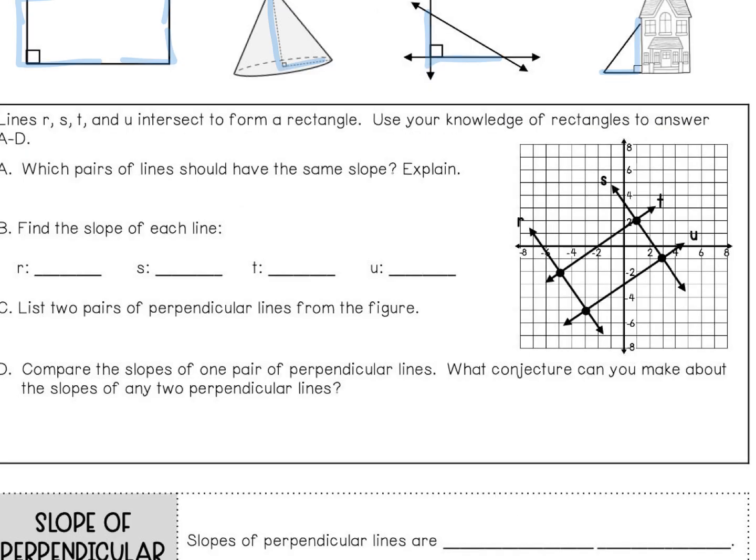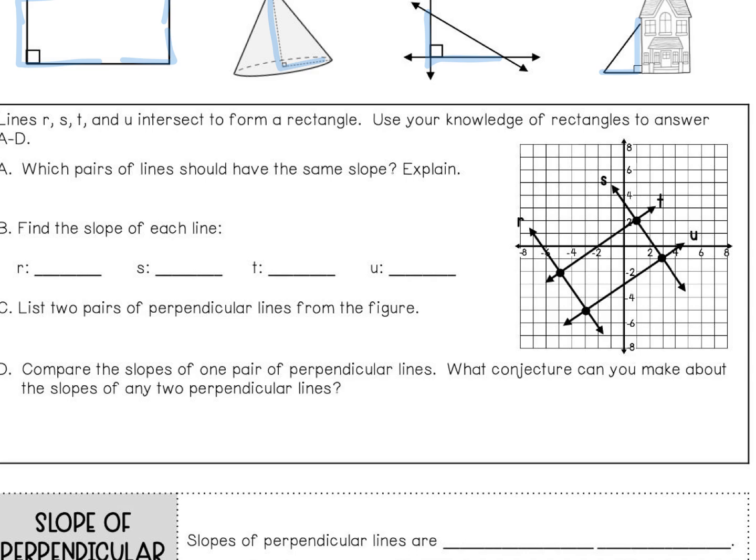We have a graph here. There are 4 different lines. We have lines R, S, T, and U. They intersect to form a rectangle. Use our knowledge of rectangles to answer A through D. Which pair of lines should have the same slope? Looking at that, which one should have the same slope? What do you know about the sides of a rectangle?